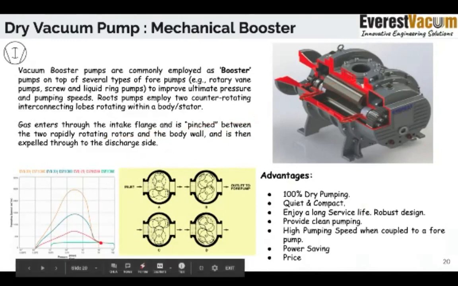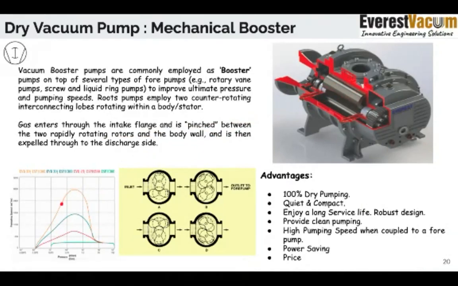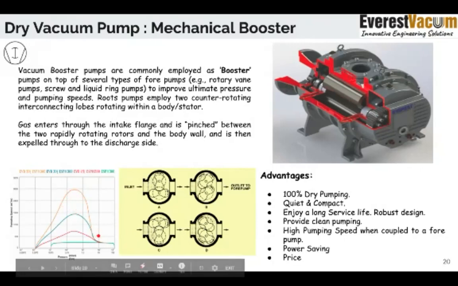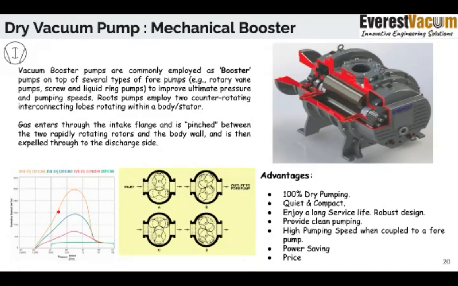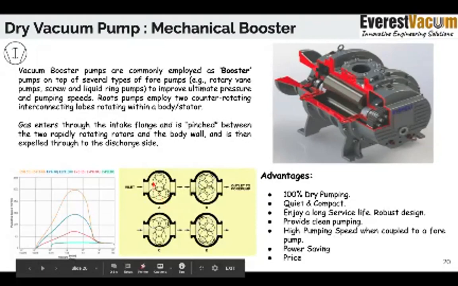Once put on top of the backup pump, so this is the curve of the backup pump, say a 300 or a 400 meter cube per hour. In combination, if you put a 50 booster, which is a 3000 meter cube booster, you get a bell-shaped curve. You'll be able to achieve much higher, maybe almost 10 times higher pumping speeds as compared to the conventional backup pump alone.